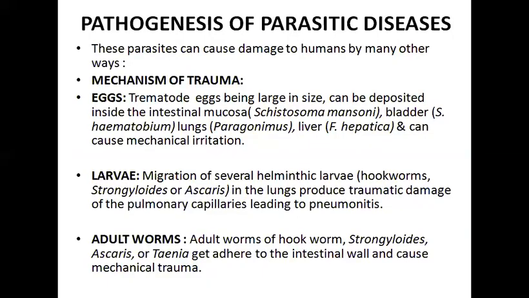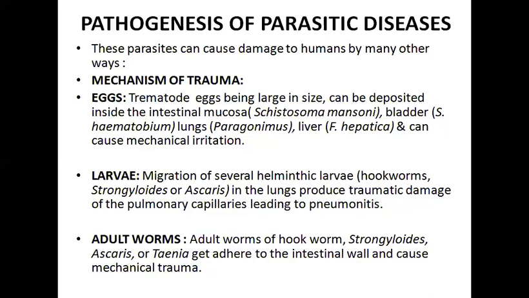Coming to the pathogenesis of parasitic diseases, these parasites can cause damage to humans in many ways. We have the different mechanisms of trauma. For example, we have eggs. The trematode eggs are large in size and can be deposited inside the intestinal mucosa, like in case of Schistosoma mansoni, in the bladder, like in case of Schistosoma haematobium, in the lungs, like Paragonimus westermani, or in the liver, like Fasciola hepatica, and they cause mechanical irritation.